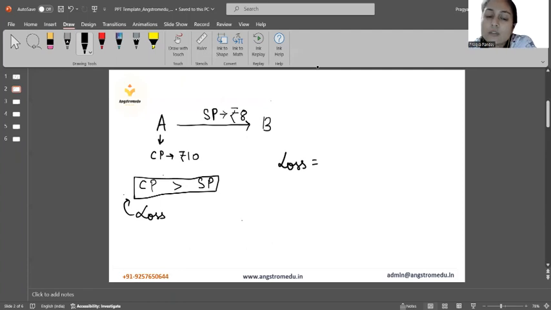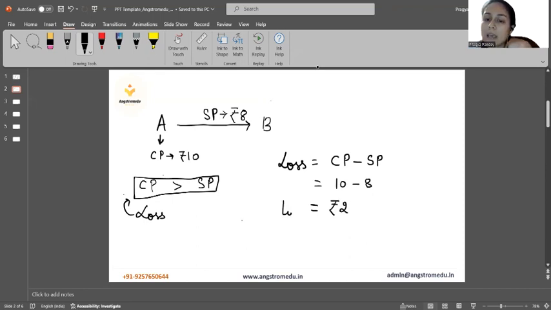All right. So in this case, we can see that the cost price is more than the selling price. So we subtract and take the difference. We will get 10 minus 8, because 10 was our cost price and 8 was our selling price. So the difference between them is rupees 2.